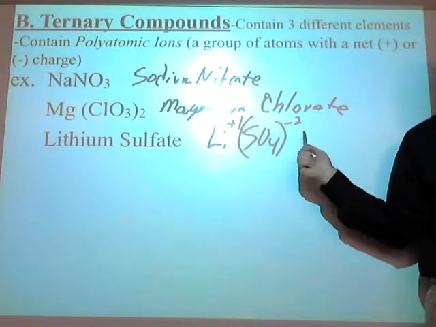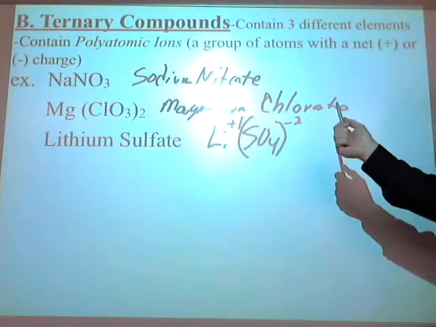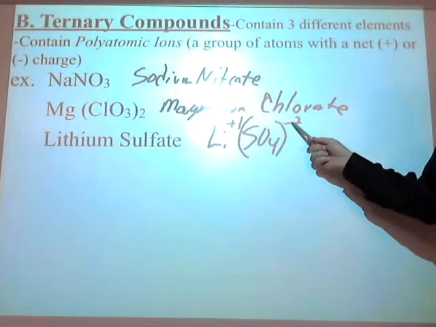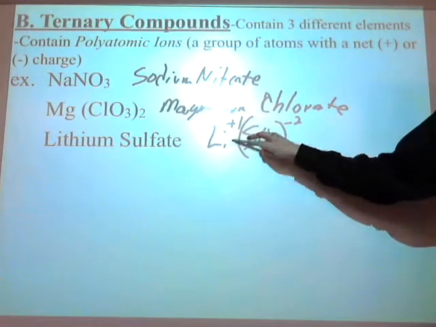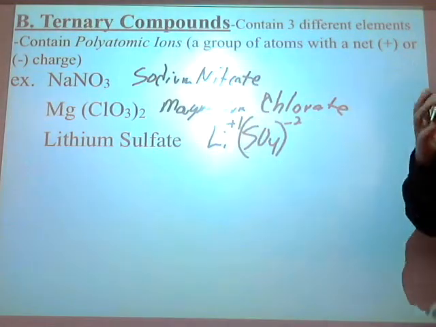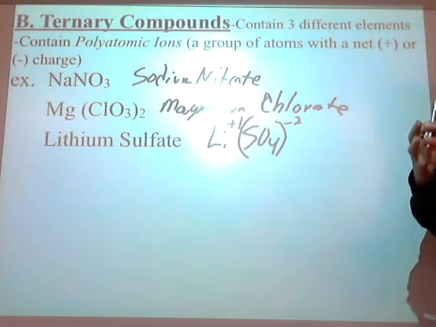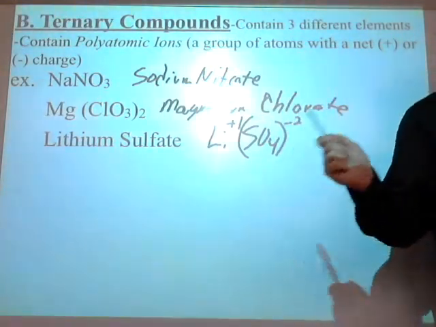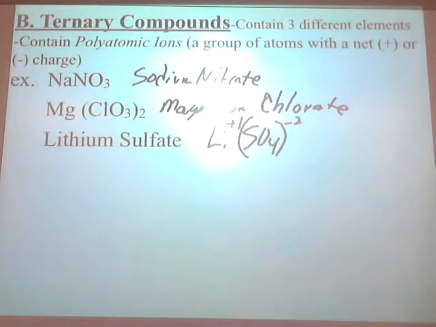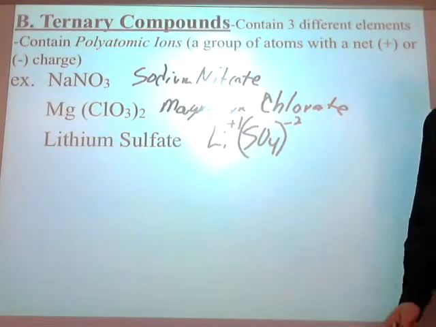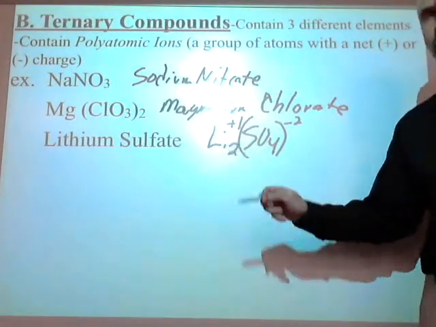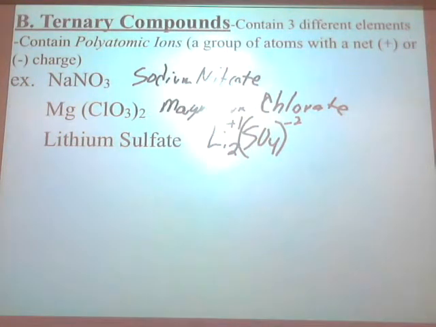Notice what I did there. I put little parentheses around here. You know why I'm doing that? To show you that that -2 applies to the whole sulfate bunch of atoms, the whole polyatomic ion. So what's the subscript going to be for lithium? 2.